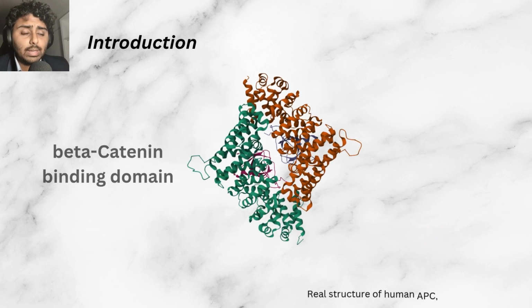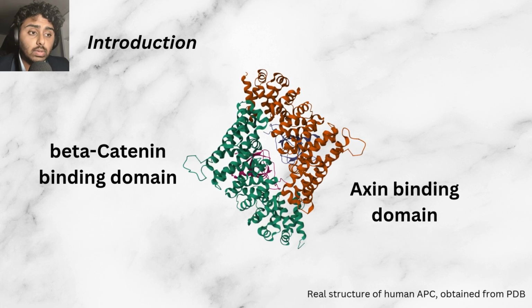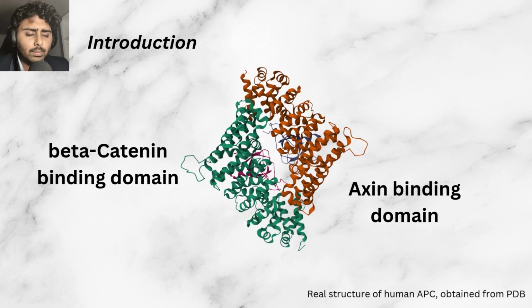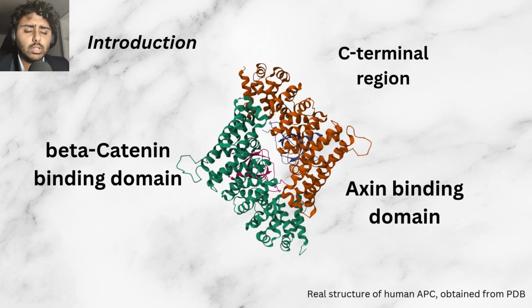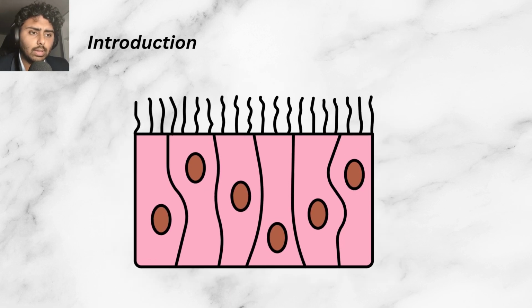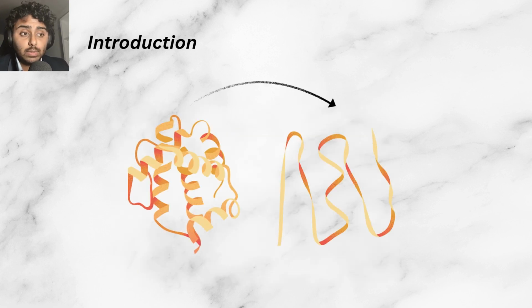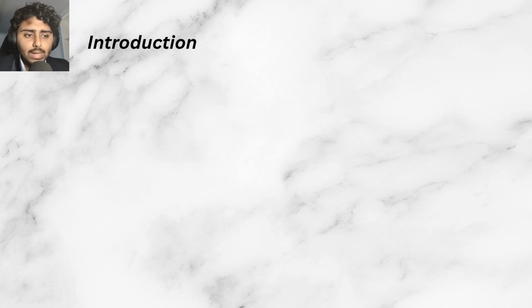Structurally, it contains a beta-catenin binding domain and axin binding domain in its central region, which are essential for Wnt beta-catenin signaling. It also contains a C-terminal region that helps maintain chromosomal organization during cell division. APC's role is critical in tissues with high cell turnover, like intestinal lining, where it prevents uncontrolled cell proliferation. When APC is mutated, this regulation is lost, leading to excessive cell growth, polyp formation, and eventually colorectal cancer. Let's first explore what APC does in healthy cells.